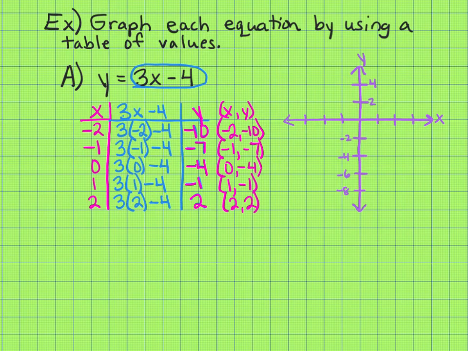The axes can count by different numbers, by different scales, but you have to be consistent on that axis. So on the y-axis, we consistently counted by 2's. On the x-axis, I'm going to consistently count by 1's. And then we just start plotting our points. We've got (-2, -10), which will be about here, (-1, -7), (0, -4), (1, -1), (2, 2).